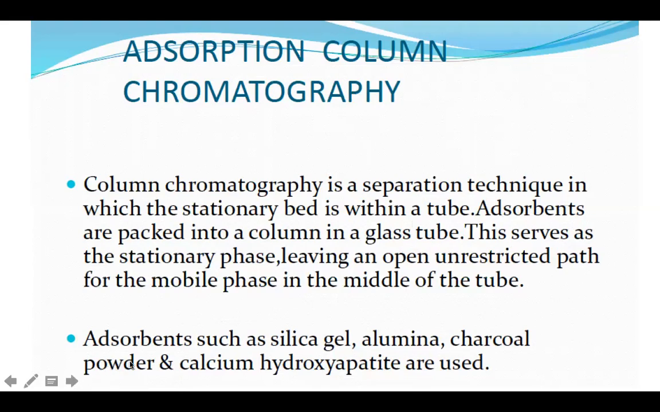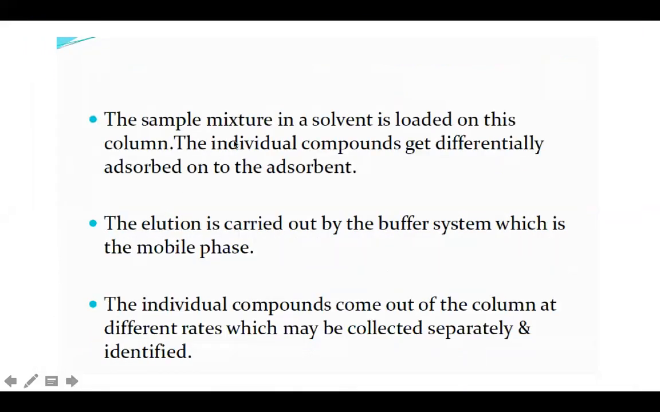So if you are asked what are the adsorbents used in the stationary phase of a column chromatography, you can name silica gel, alumina, charcoal powder, and calcium hydroxyapatite. The sample mixture in a solvent is loaded on this column. This is a glass column, that is glass tube, big tube. A tube can be different size.